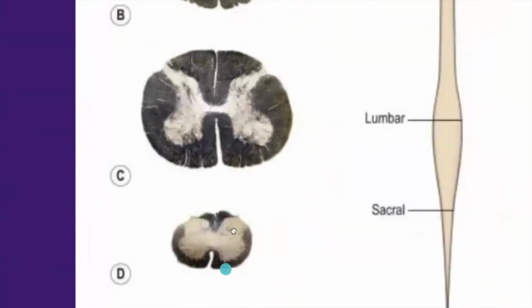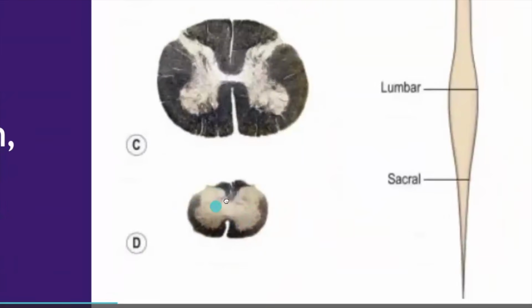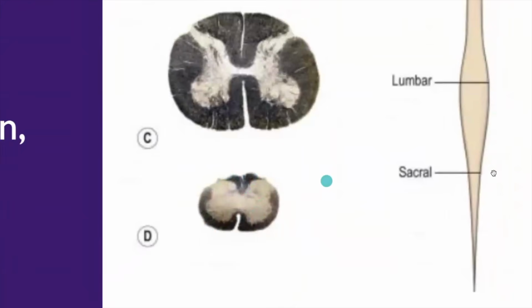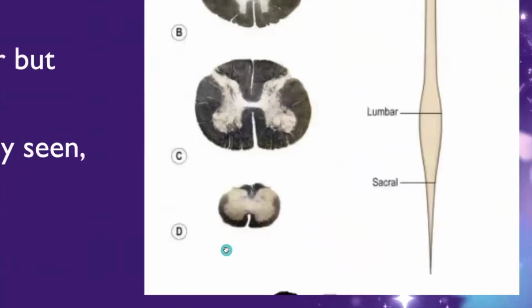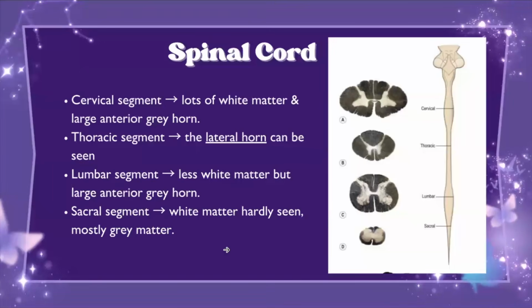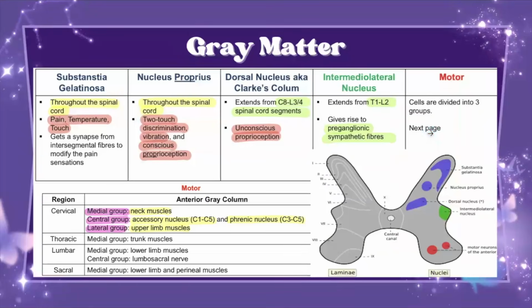Lastly, we have the sacrum. We have the sacral segment, and you will see that it barely has any white matter, again, because we start from the bottom, and so you barely have any white matter in this area. It only increases as you go up. So you can see that the gray horn or the gray matter is a lot more in comparison, okay? I think this is everything that I wanted to mention for that section.